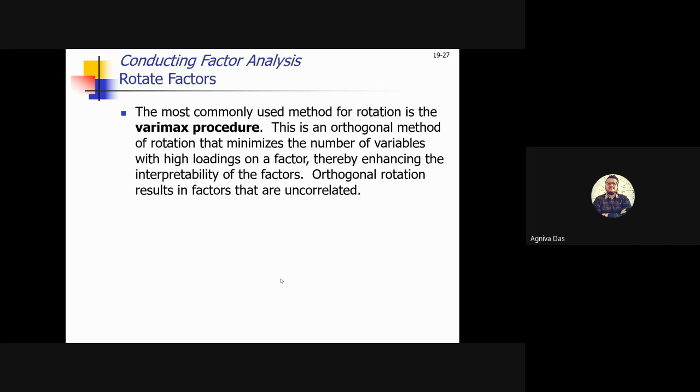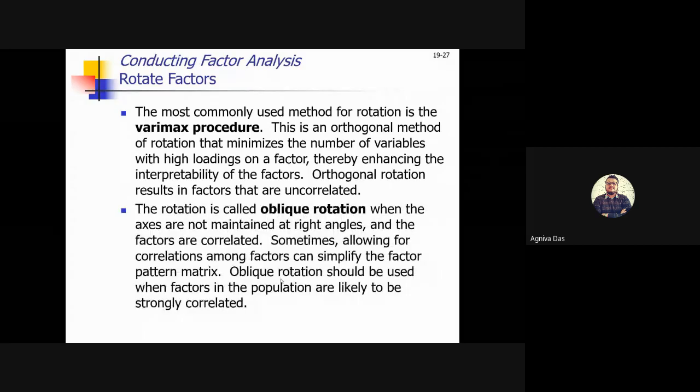In the factor that it is already maximized, right? So if the maximum portion of your variance is in factor 1, we will maximize that variance further and reduce the variance in factors where your variance was there, right? So that is known as the varimax procedure.